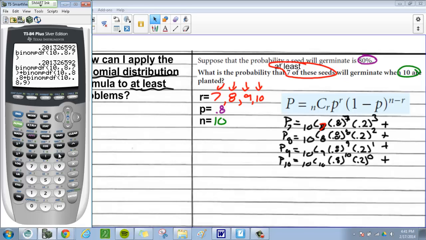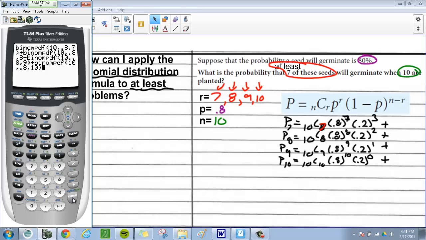Okay, that's the probability of getting 9 successes, and now we have to add in the probability of getting 10 successes. So we'll go ahead and add it again. Second distribution, we'll push 0 to get the distribution in there, and then we have 10, comma 0.8, comma 10. Close that off. One more time, I'll click it right this time. Push enter.